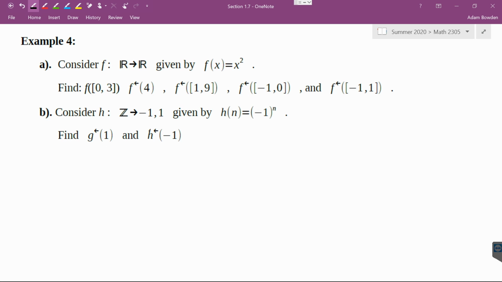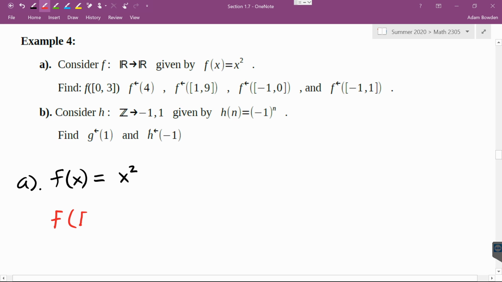Okay, so let's look at a few examples of how we apply these image sets and inverse image sets as well. Starting with this function from the real numbers into the real numbers given by f of x is equal to x squared. We want to start by finding the image of the interval from 0 to 3.